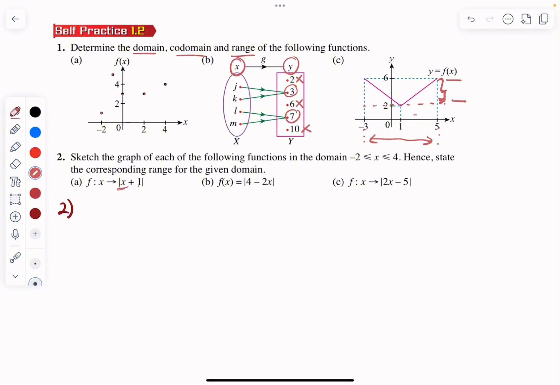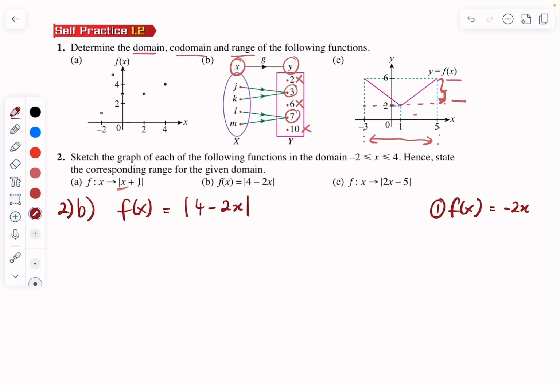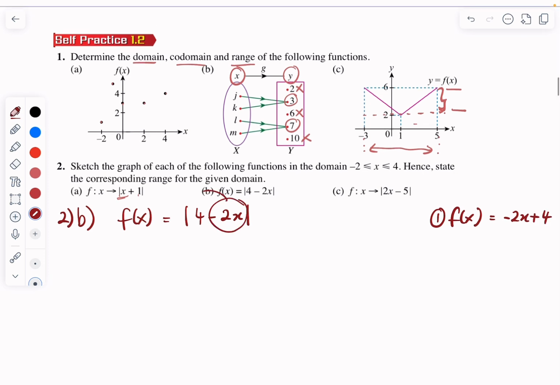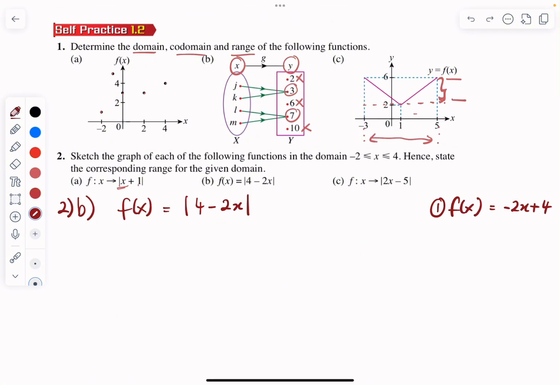Okay, question 2b. So the same thing. Fx is modulus of 4 minus 2x. So first step, we do fx without the modulus, then we rearrange it. So it's -2x plus 4. Why I brought the -2 in front is because we want to rewrite this as y equals to mx plus c. Easier for us lah. So from here we can easily find our gradient and our y-intercept.